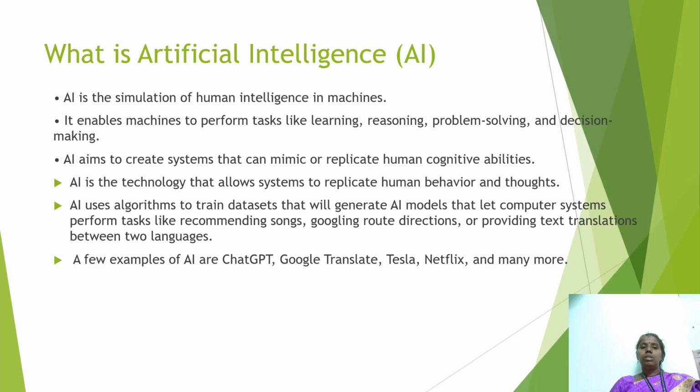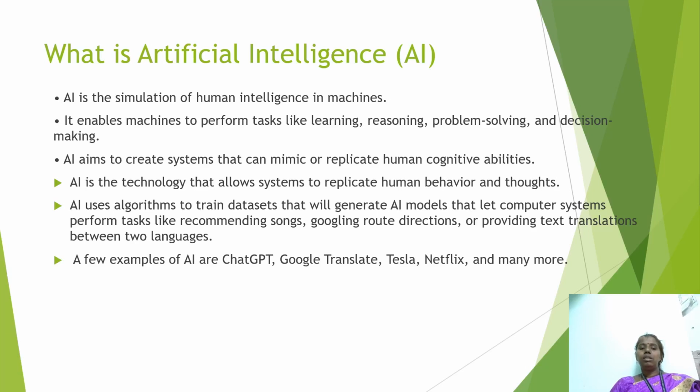Now we are going to discuss artificial intelligence. What is artificial intelligence? It is the simulation of human intelligence in machines. Artificial intelligence enables the machine to perform tasks like learning, reasoning, problem solving, and decision making. The main aim of AI is to create a system that can mimic or replicate human cognitive abilities. AI is the technology that allows the system to replicate human behavior and thoughts.